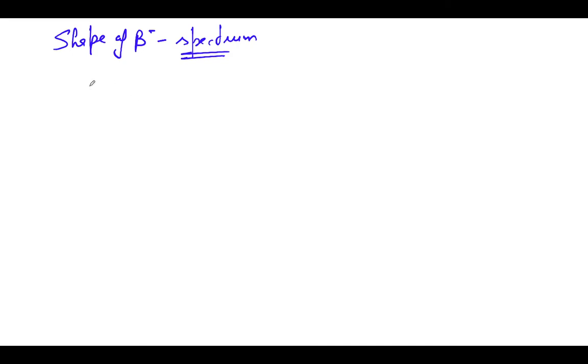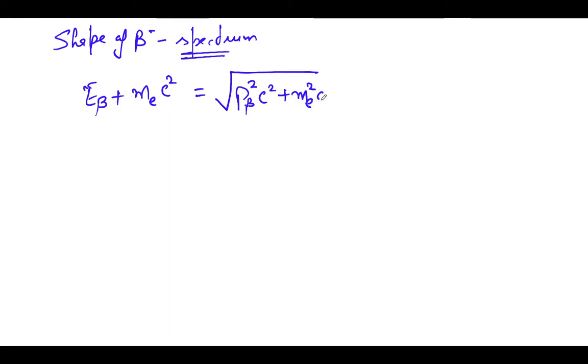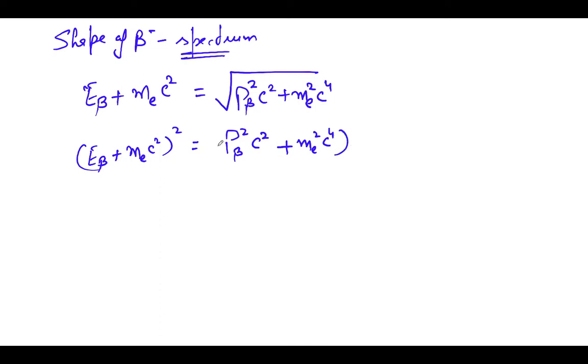So the total energy of a beta particle, we generally consider as the kinetic energy of the beta particle plus the rest mass energy. So this we can write down as p_β² c² plus m_e² c⁴. So this we can write as (E_β + m_e c²)², which is equal to p_β² c² plus m_e² c⁴.